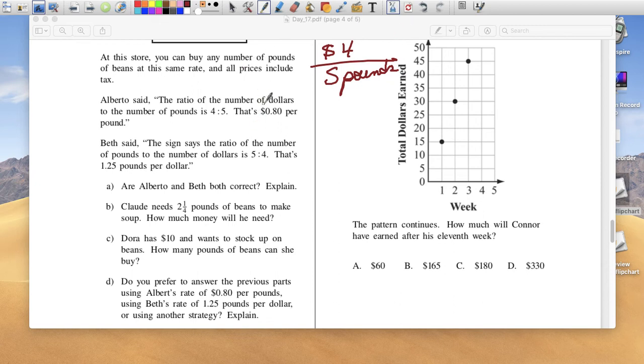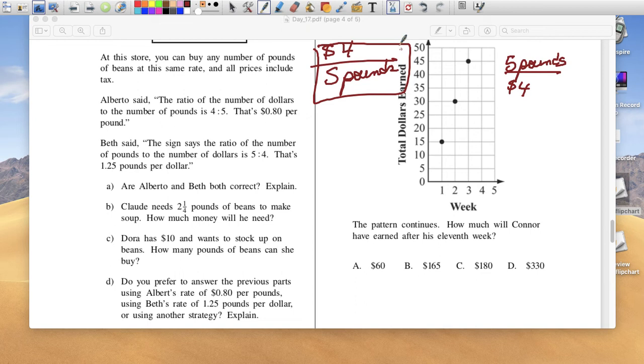So Alberto said the ratio of number of dollars to the number of pounds is 4 to 5. That's 80 cents per pound. And the sign says that the ratio of number of pounds to the number of dollars is 5 to 4. That's $1.25 per pound. So one is comparing, one is written this way, and the other one is written this way. In this case, they're putting the money at the bottom.